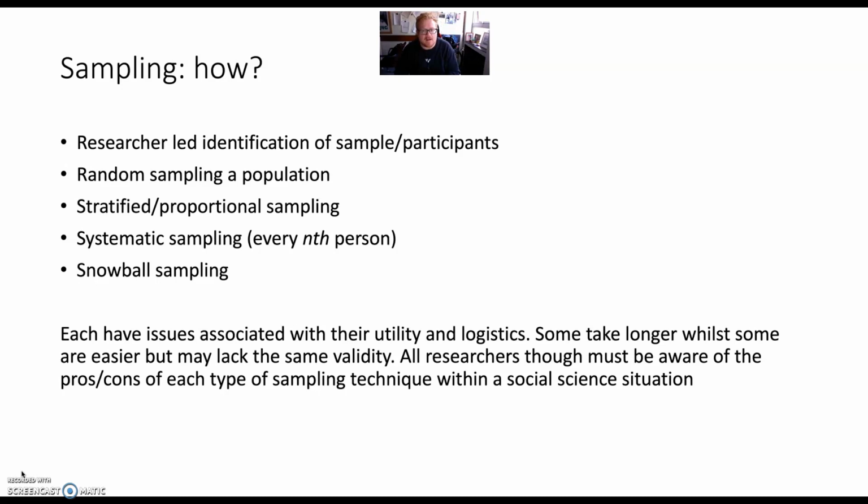Another common way that actually happens quite a lot is snowball sampling, where you talk to one person, they give you somebody else's name, and you start to generate a network through that. And that's a little bit like researcher-led identification. All of these sampling approaches have benefits. All of them have drawbacks. So it comes down to the way in which you want to plan and structure your project, and the utility versus the logistics of how these things might happen.